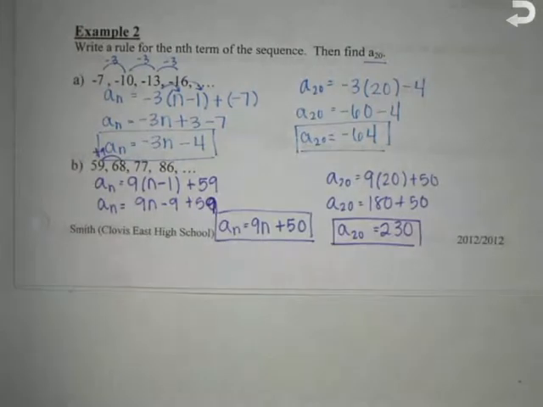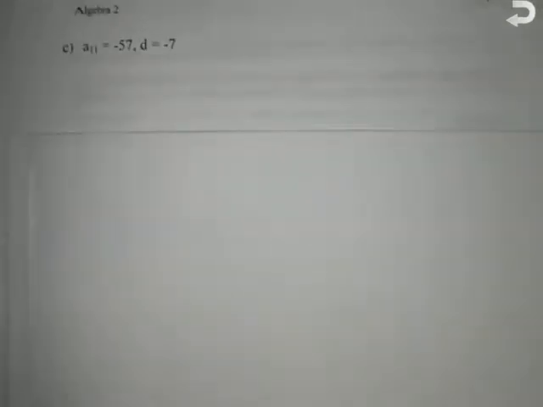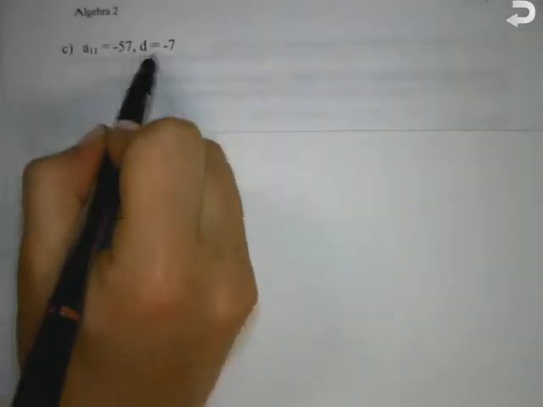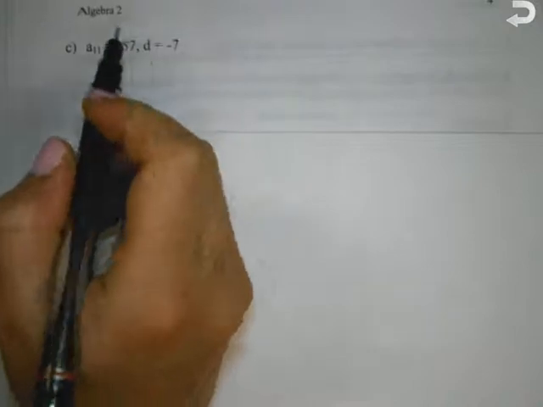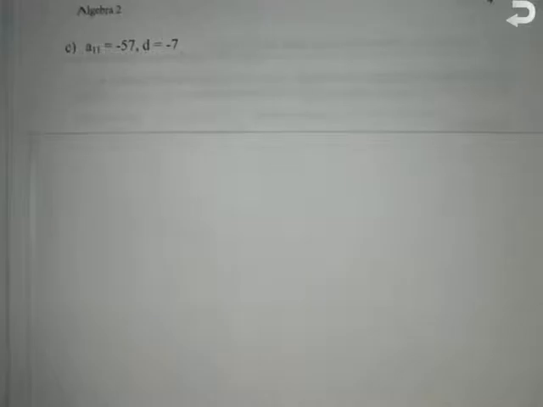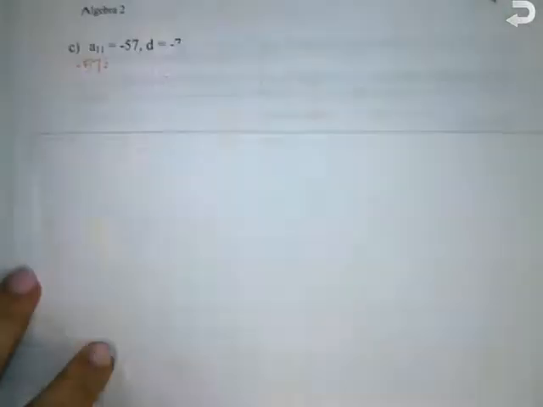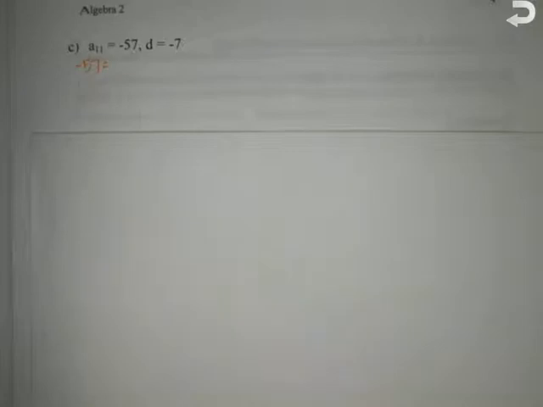Part C. I have a sub 11 and D. I don't have anything else. Can I still find a sub n? Yes, I can. What can I do? Yeah, let's plug in what we know. A sub 11, which is equal to negative 57, and then let's plug that into the formula. So D is negative 7 times n, which is what?